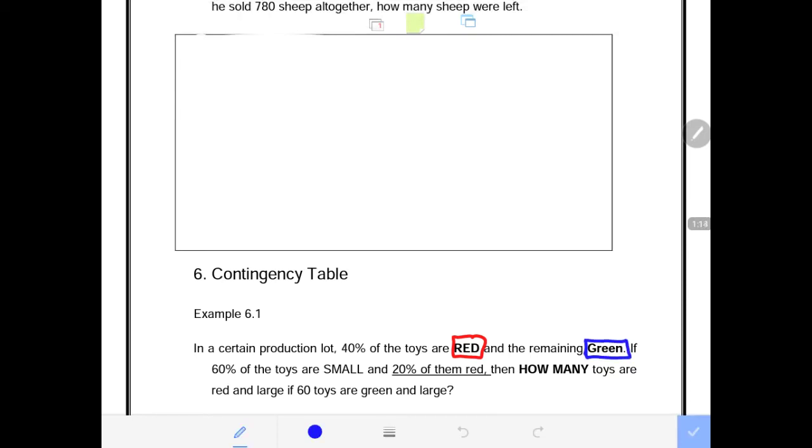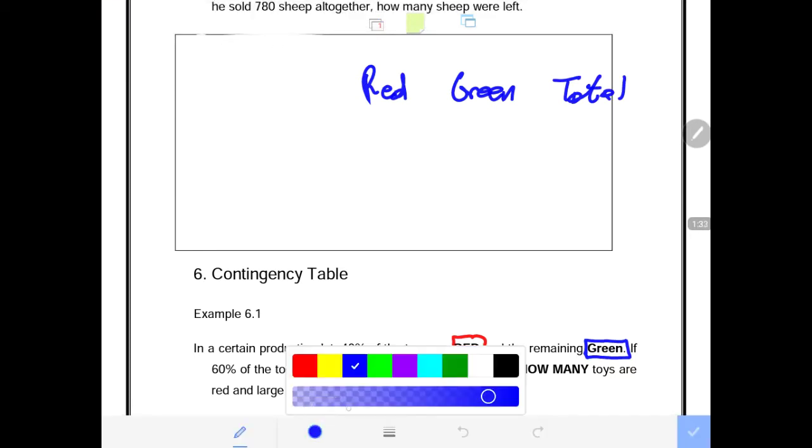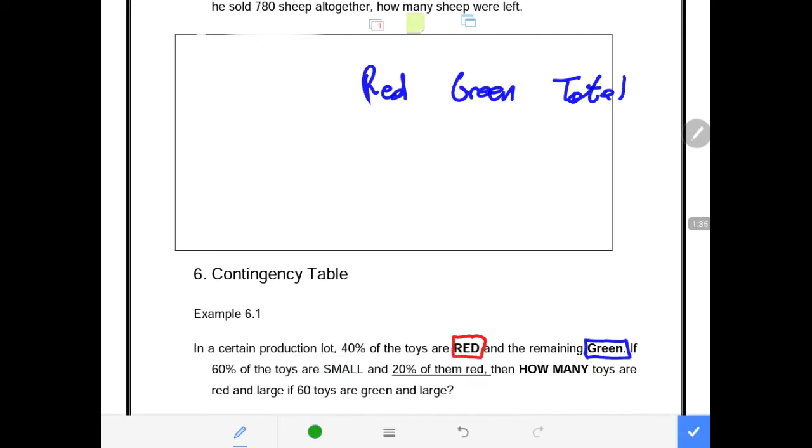So now we can have these two categories and say red, then green, then total, because red and green will give us the total. But there's still another one that is left. We'll see as we read. It says that if 60% of the toys are small, take note now of these red toys and green toys, others are small. And if there are those that are small, it is very likely that others will be large. Let us just read further.